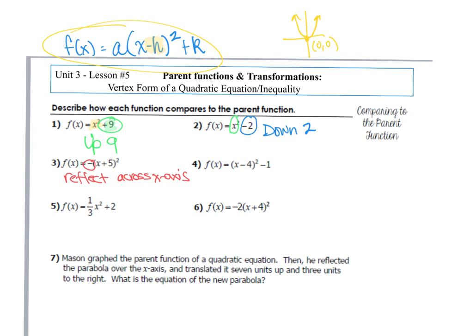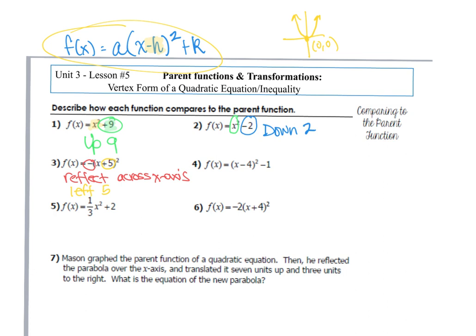So I'm working left to right, and as I keep working to the right, I can see that I have parentheses, and I have this plus 5 inside the parentheses before we have the squared on the outside. So that plus 5, again, we take the opposite only of our x values. That's going to mean a left 5 units or 5 spaces. So we had 2 changes on that one.